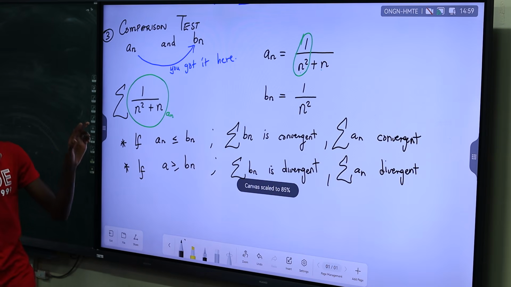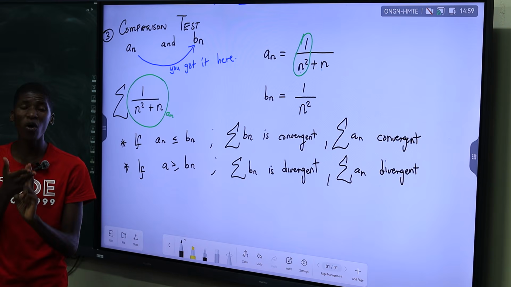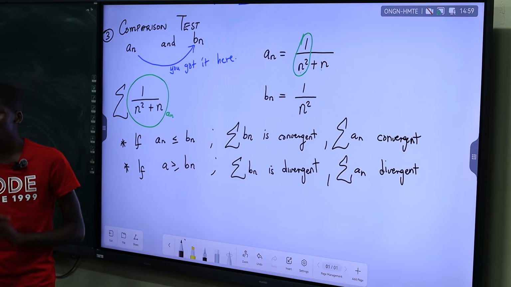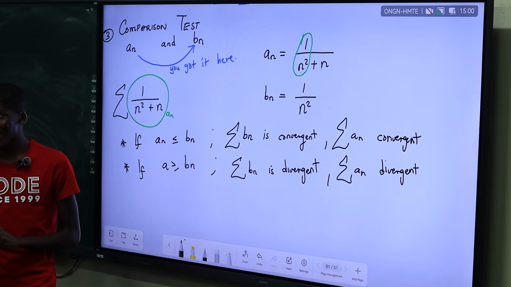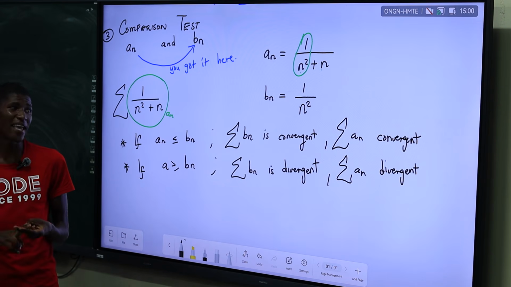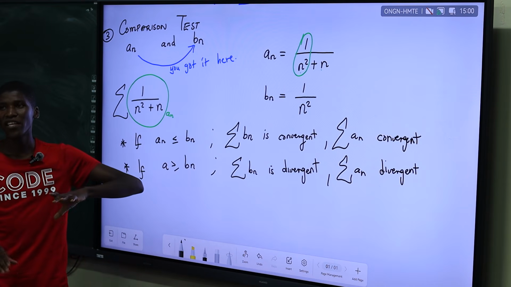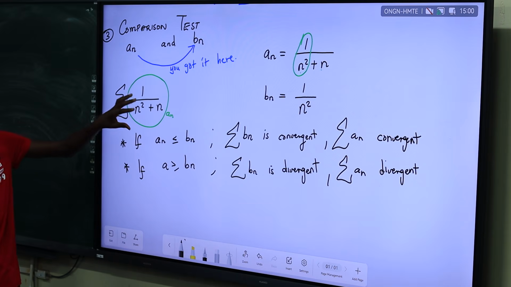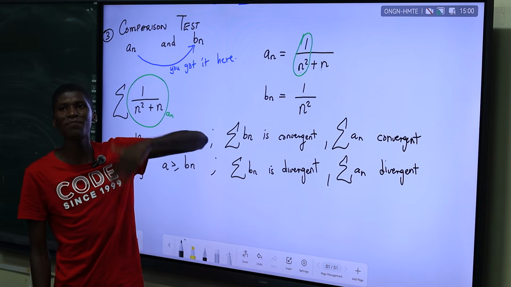So when you are doing a comparison test, you can either get both your sequences convergent, or both of them divergent. You will never have a case whereby one of them is convergent and the other divergent. So in a comparison test, you have your AN, you have got your BN. You compare which one is bigger than the other.